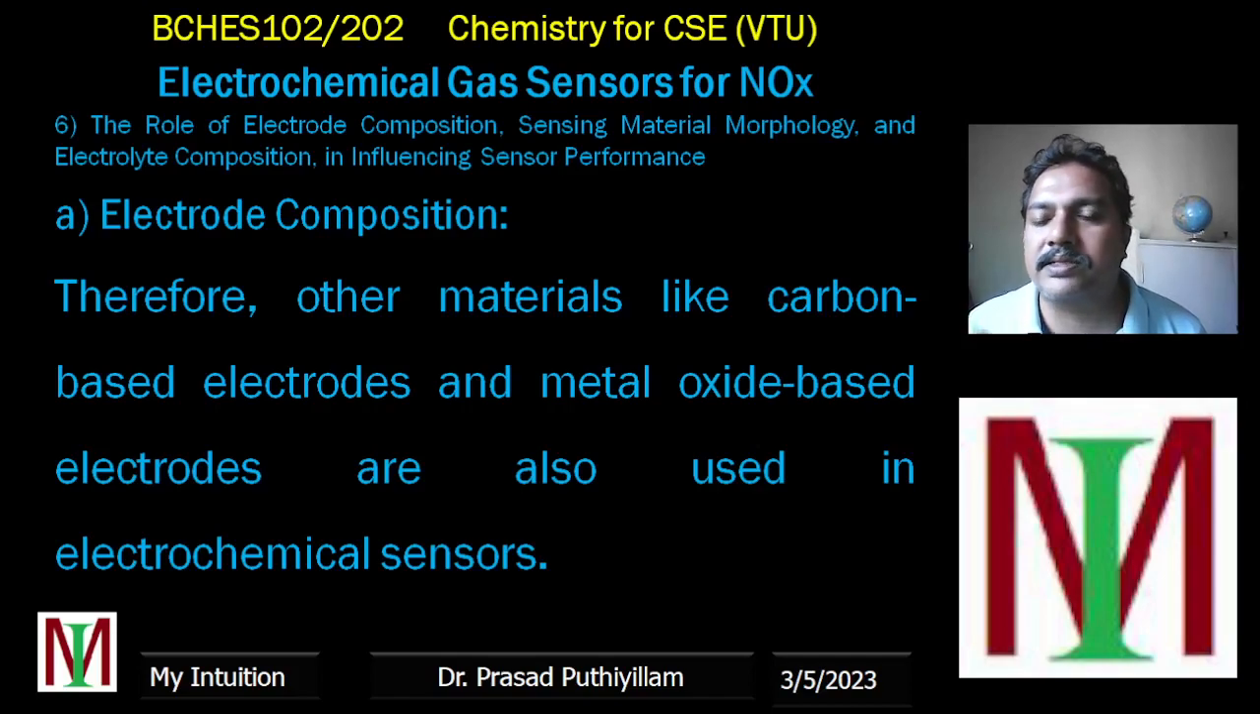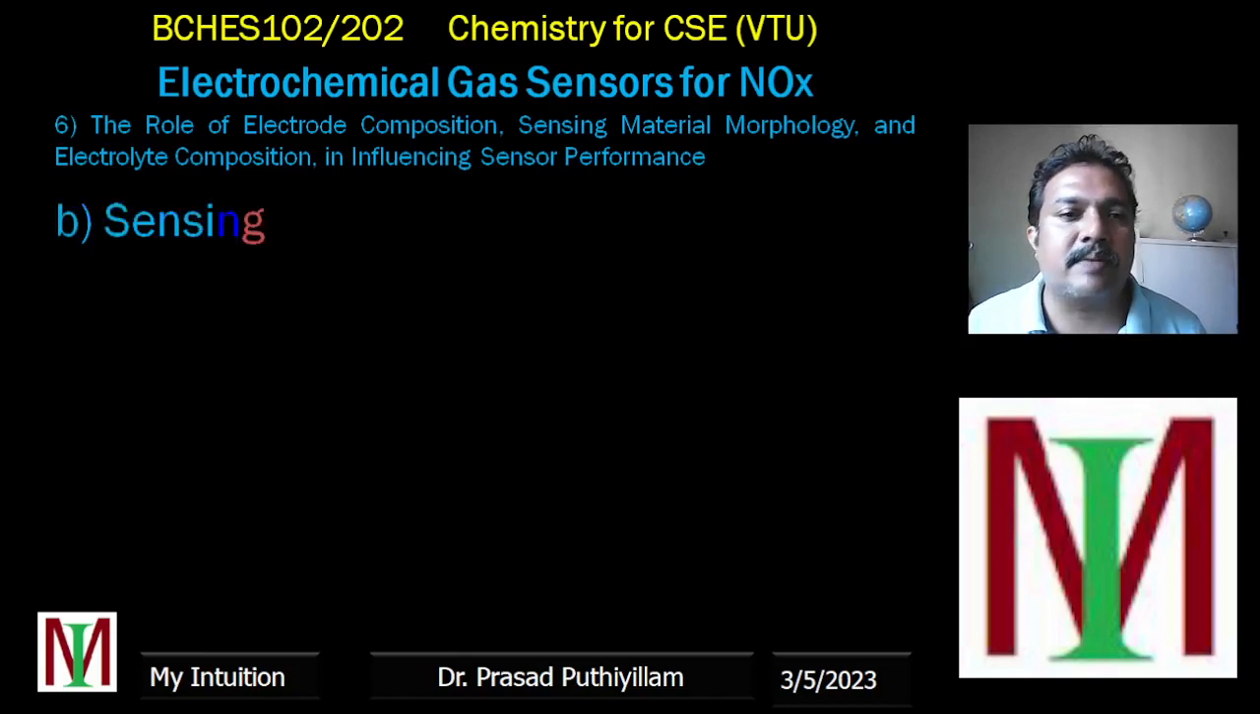Okay, alternates are there, so no need to worry. Carbon-based electrodes are used. We can simply use the soot carbon, in the form of graphite or graphene or any other related carbon-based materials that we study, fullerene, etc.